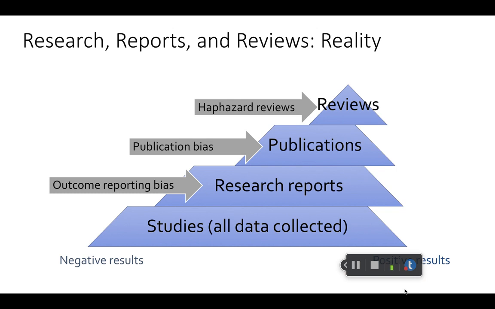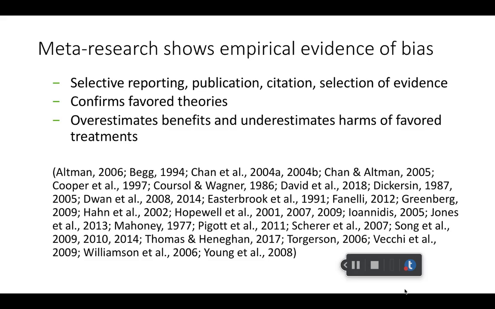Now, this is so important that I want to say a little bit about what we know about each of these steps. So in general, meta-research shows empirical evidence of bias, that selective reporting, publication, citation, and selection of evidence tends to confirm our favorite theories, that it overestimates the benefits and underestimates the harms of favored treatments. And there's 3 decades, 4 decades of research showing this pattern. Here are some of the main citations.